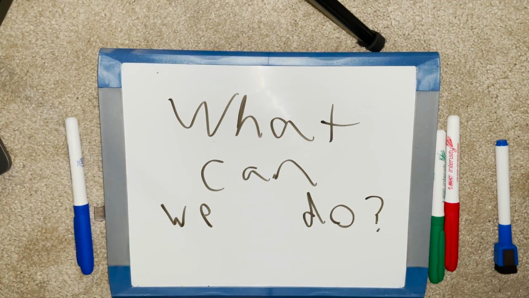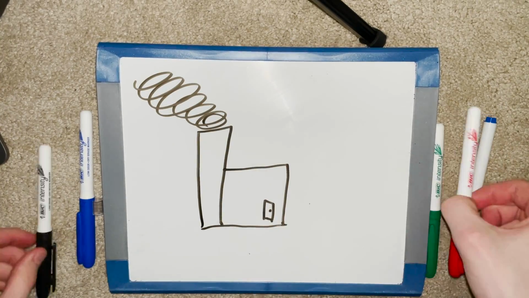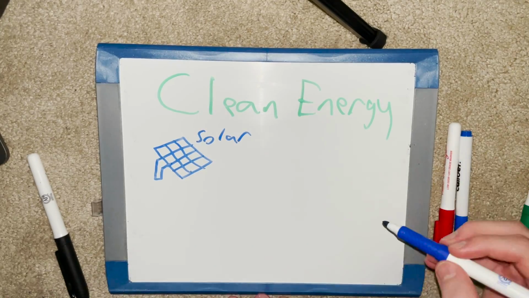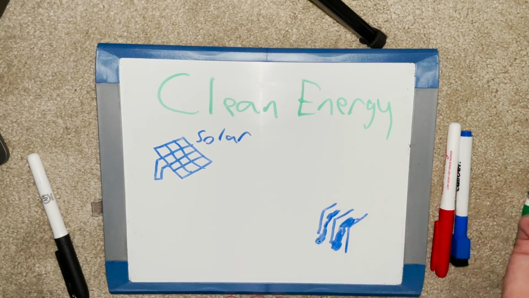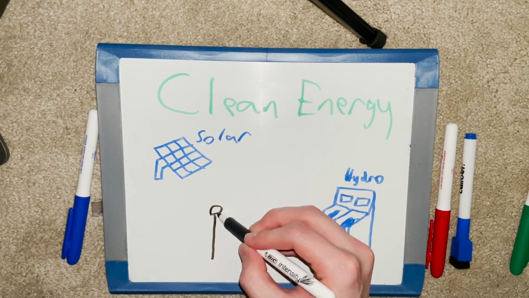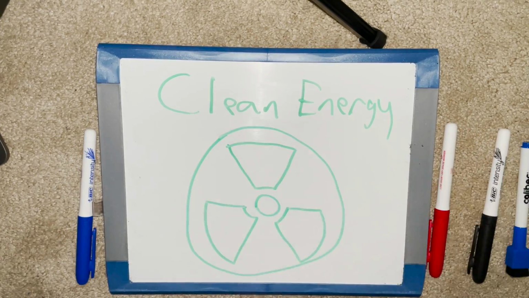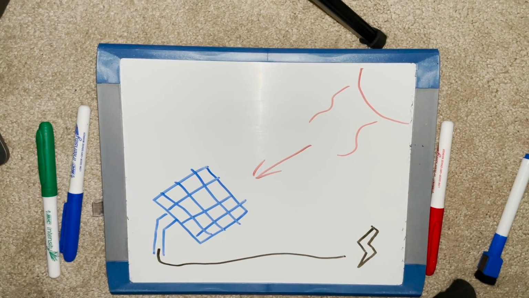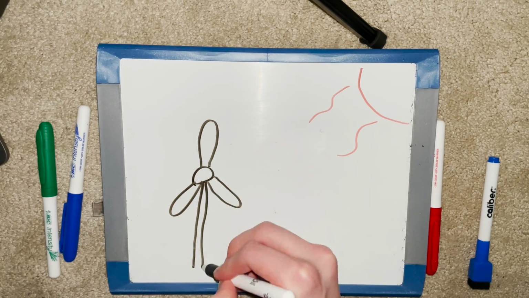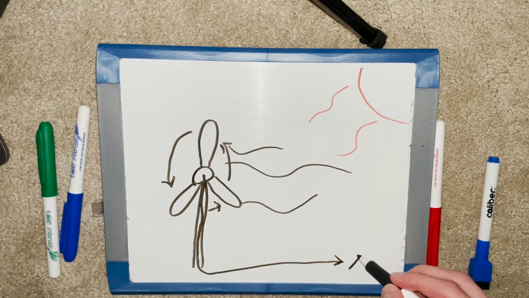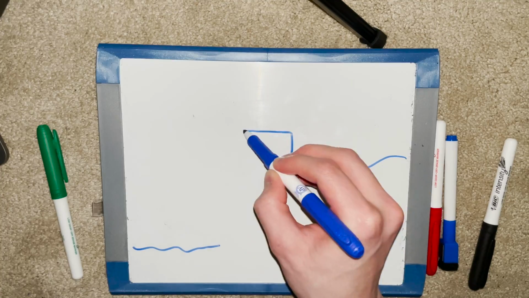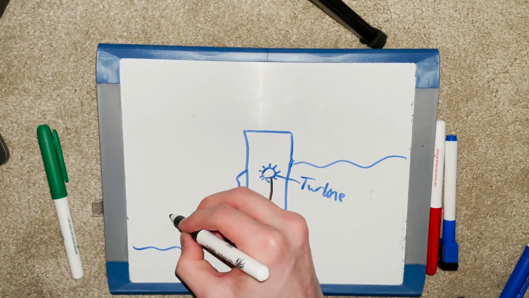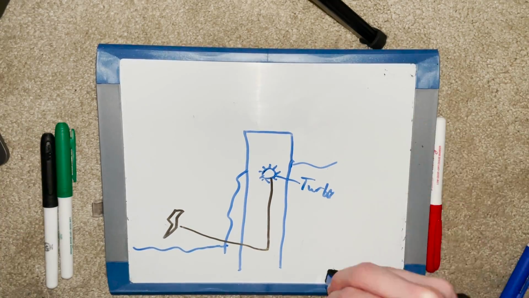The easy answer is to stop burning fossil fuels for energy. Now, how do we do that? Well, we have alternatives called clean energy. The four types of clean energy are solar, wind, hydro, and nuclear. Solar power uses energy from the sun to provide electricity. Wind is used by building wind turbines to generate electricity. Hydro is used by many hydroelectric dams that use the flow of water to turn turbines, which then produce electricity.